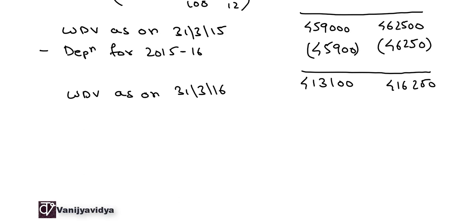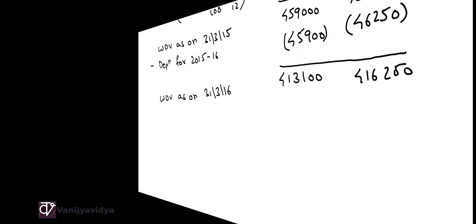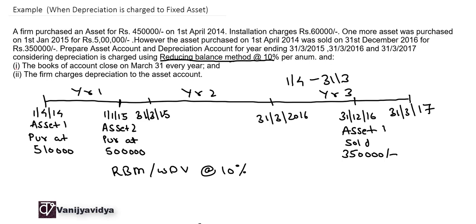Now let's look at the timeline. So in the year 2016-17, that is from 1st April 2016 to 31st March 2017, there was a sale of asset. Let's look at the timeline to find out the details. So this asset 1 was sold for 3,50,000 on 31st December 2016.